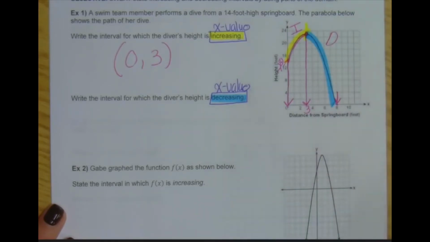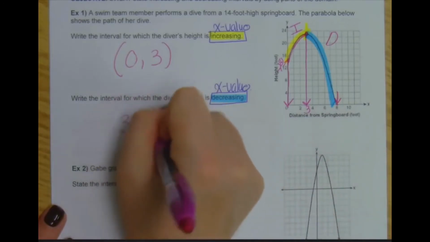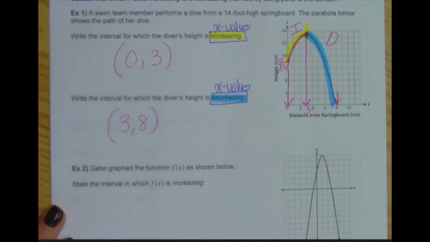So I'm going to drop that down to an x value as well. So I can see this blue decreasing section is from 3 to 8. So that's what I'm going to write, (3, 8). And again, we always use parentheses to represent increasing or decreasing. All right, done. Let's look at number 2.